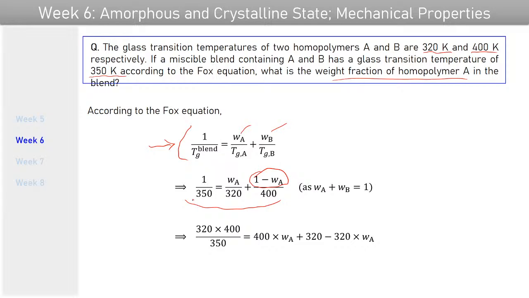And it's usually better if you do not calculate the individual fractions initially. So instead of calculating what 1 over 350 is or what 1 over 320 is, we can just work with these numbers and simplify the equation further by moving the terms around. And finally we can solve for this WA. So if you do that, then WA comes out to 0.57.